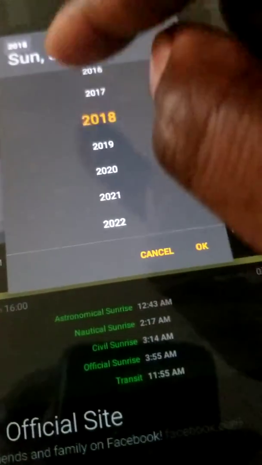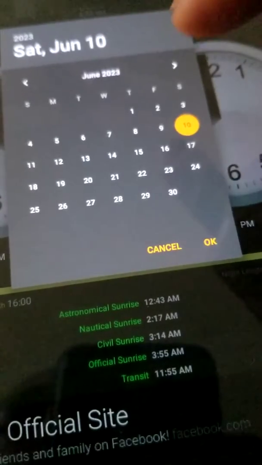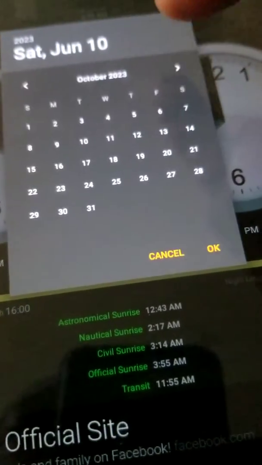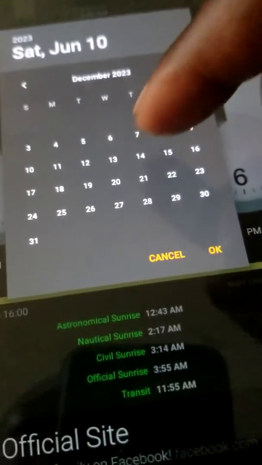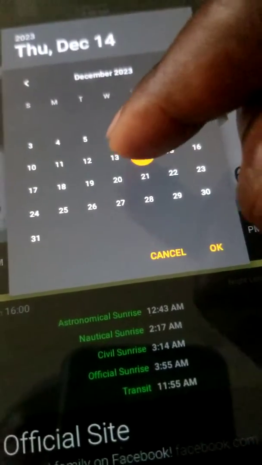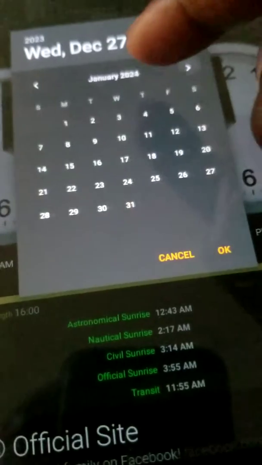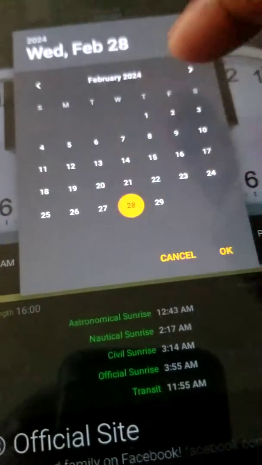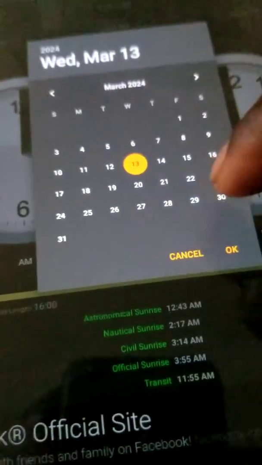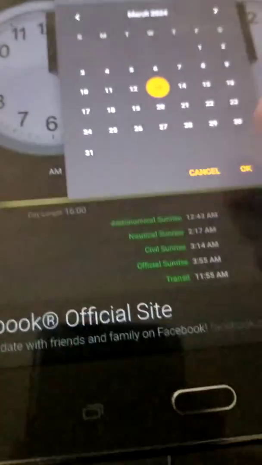So go back to 2023. And then December, the same rules apply for each year. Each year, same rules apply. 1, 2, 3, 4, 5, 6, 7, 8, 9, 10, 11, 12, 13. So we land right here.